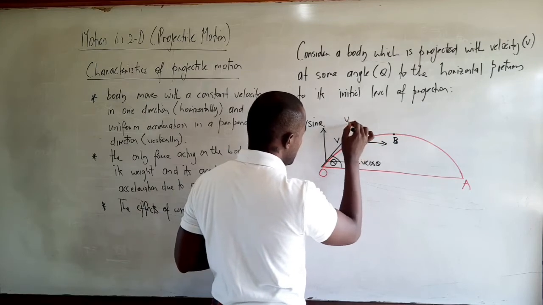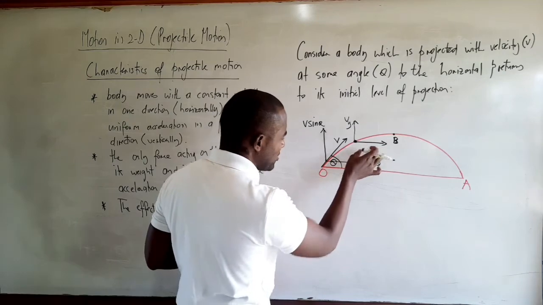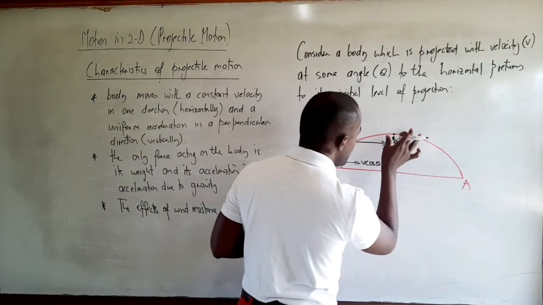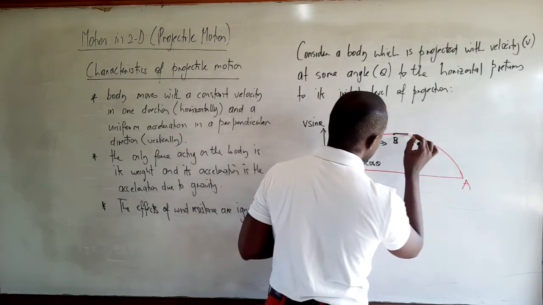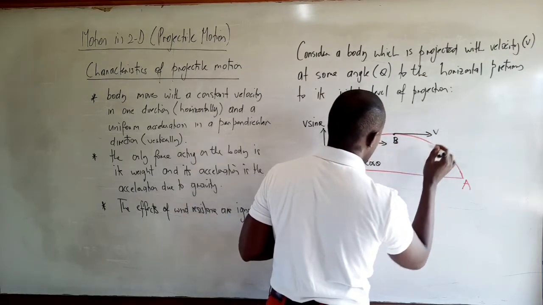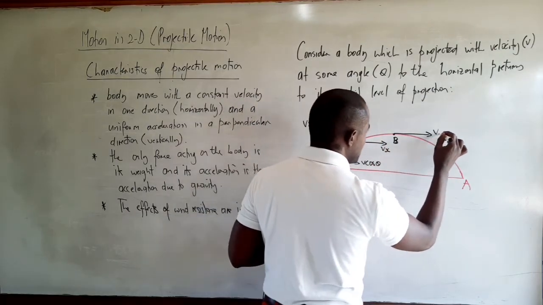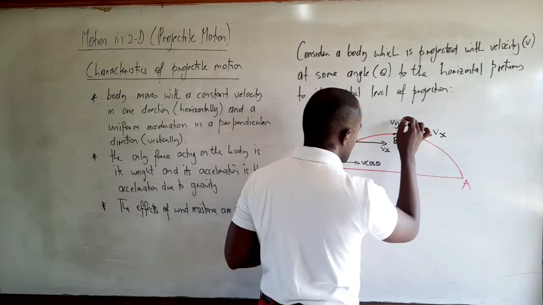So the vertical component has reduced in magnitude, but the horizontal component remains the same. Now at the top of the trajectory, the body is no longer moving vertically, so it is only moving horizontally. So therefore it only has a horizontal component. So let's call this Vx, and this is Vx. And at the top, Vy is equal to 0, right?